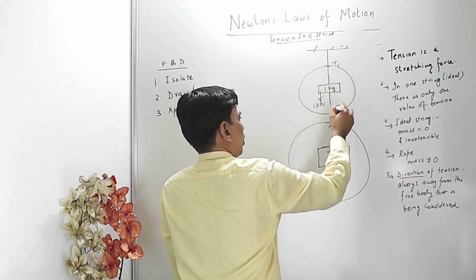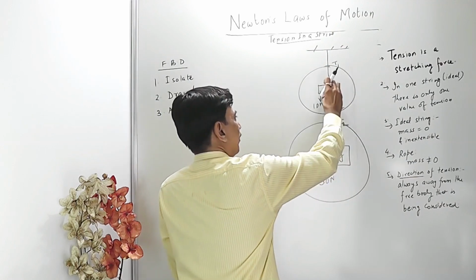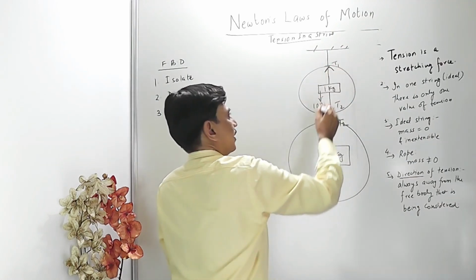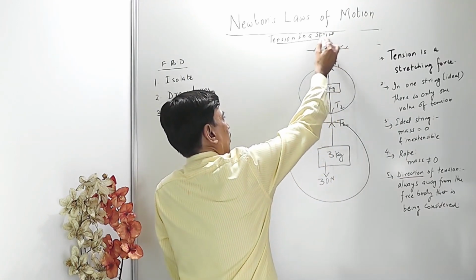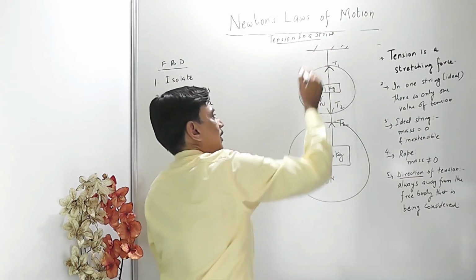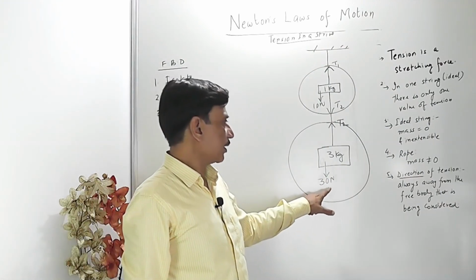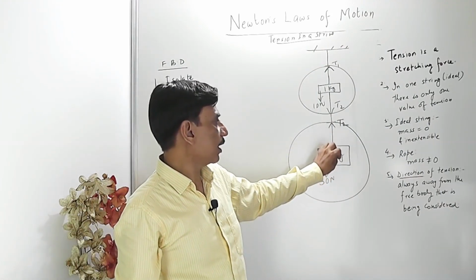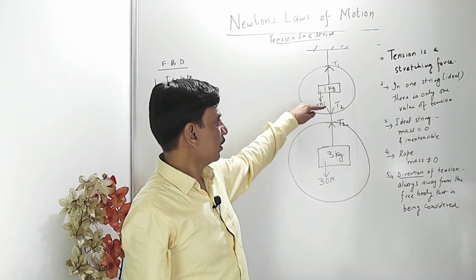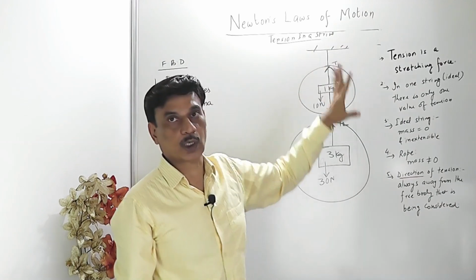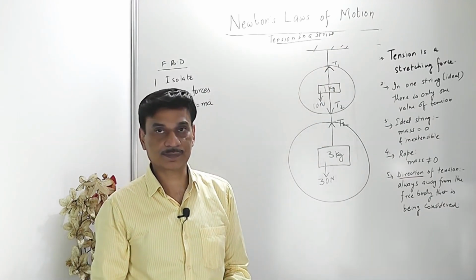For this free body, T2 is in this direction, away from this body. And for this, T1 is in this direction. If you draw the free body of this support, then T1 will be in the downward direction. So what we have done is, we have drawn the forces, 30 Newton, T2. Tension is always away from the body. For this body, T2 is away, T1 is away. Tension is always away from the body, outwards.